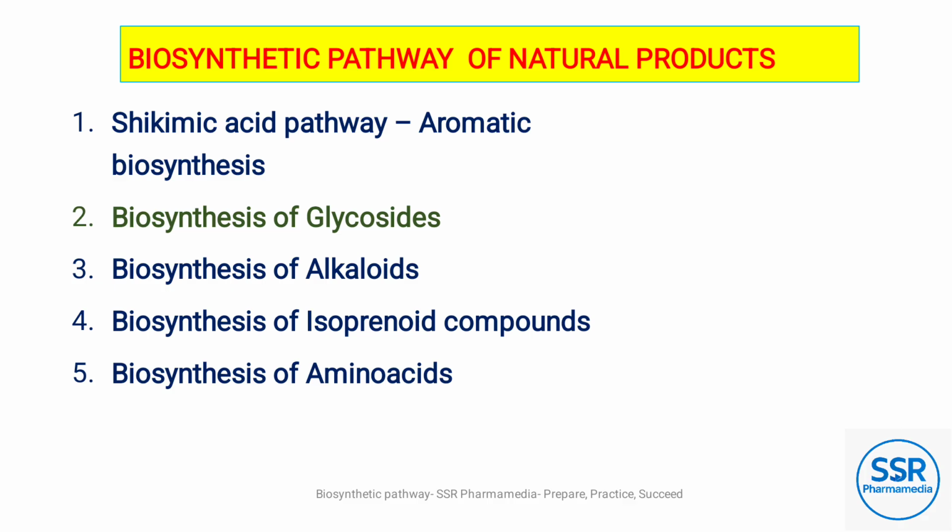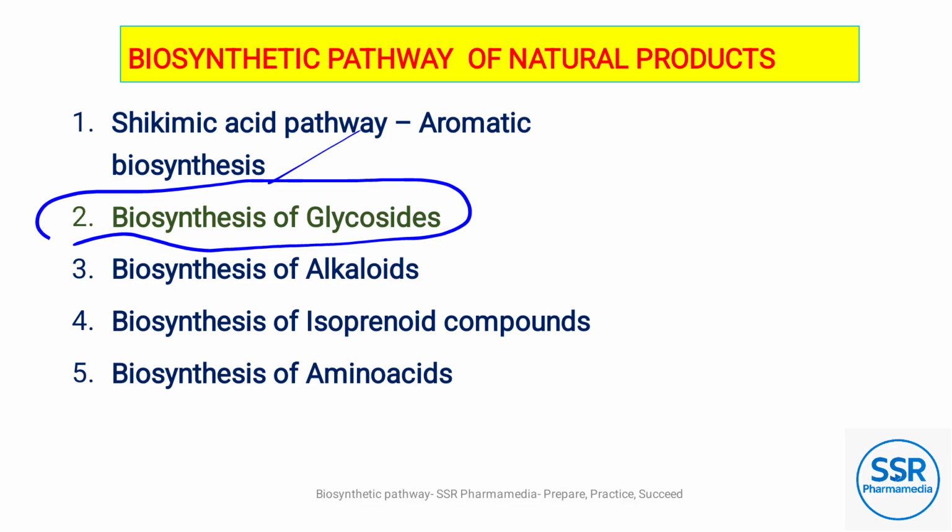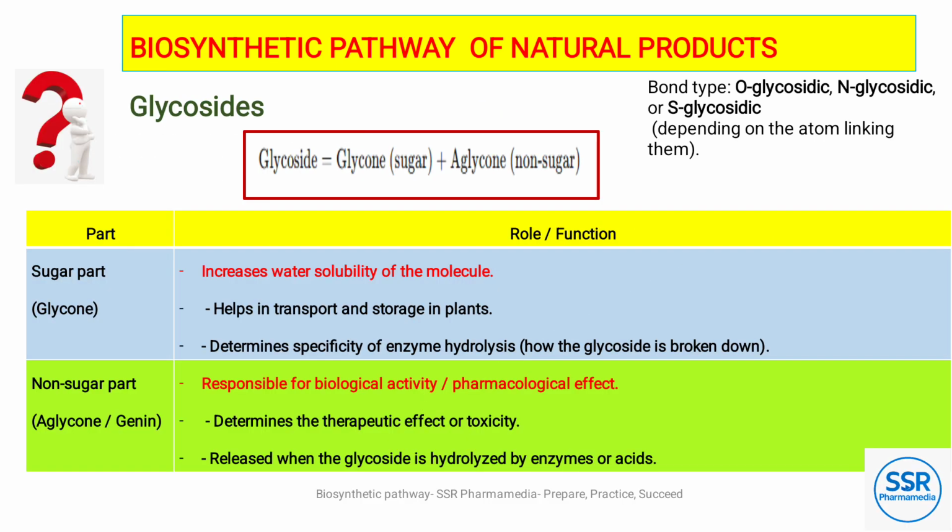In the previous video, we discussed the shikimic acid pathway, that means aromatic biosynthesis. Today we are going to look at the biosynthesis of glycosides. The remaining topics, biosynthesis of alkaloids, isoprenoid compounds, and amino acids, we will see in forthcoming videos. So, we will discuss glycoside formation.